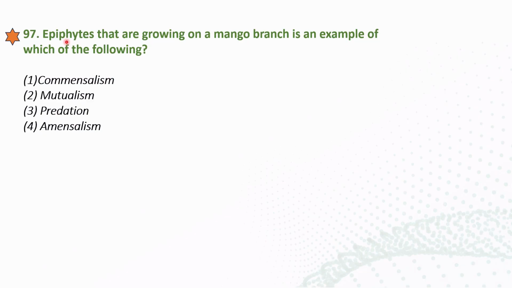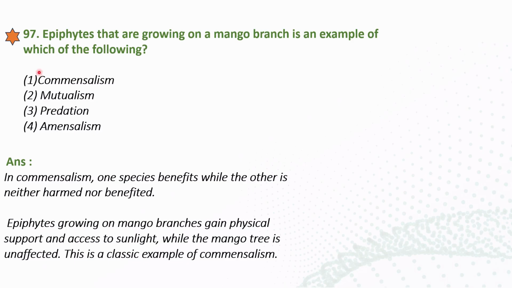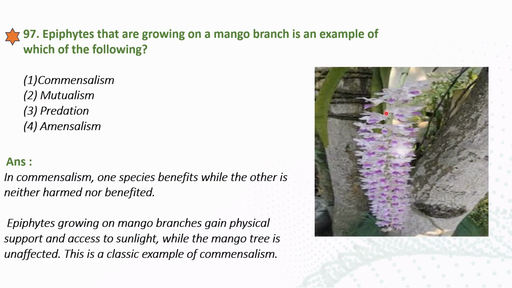So first one, what was the question is, epiphytes that are growing on a mango branch is an example of which of the following. So here in the previous videos we learned about what is commensalism and mutualism and examples also. Here they are asking what is the best example. If you see that normally epiphytes which will grow on a mango branch, normally these are like orchids. So this is a best example of commensalism.